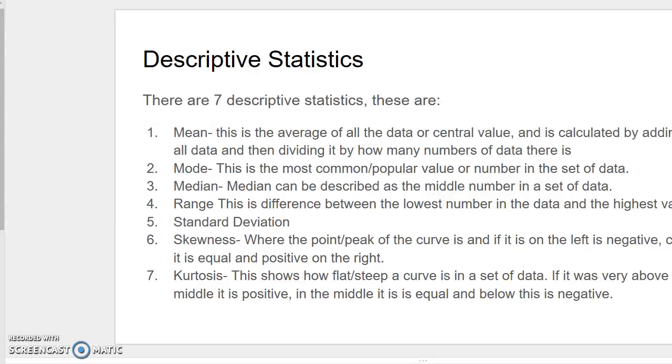The kurtosis, this shows how flat / steep a curve is in a set of data. If it is above the middle, it is positive, in the middle it is equal, and below is negative.